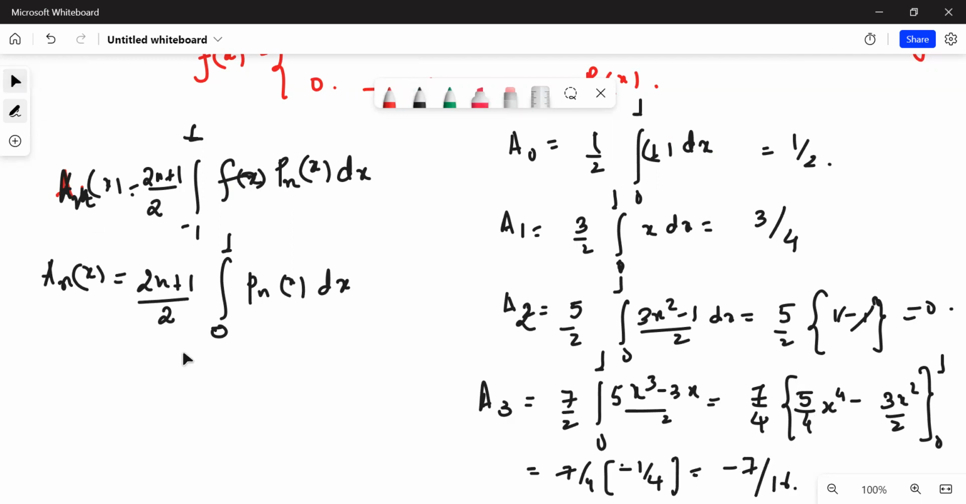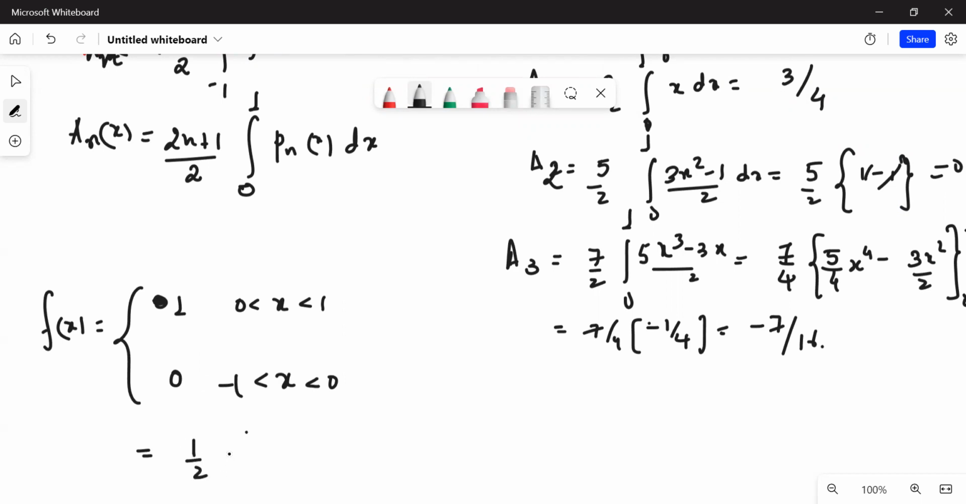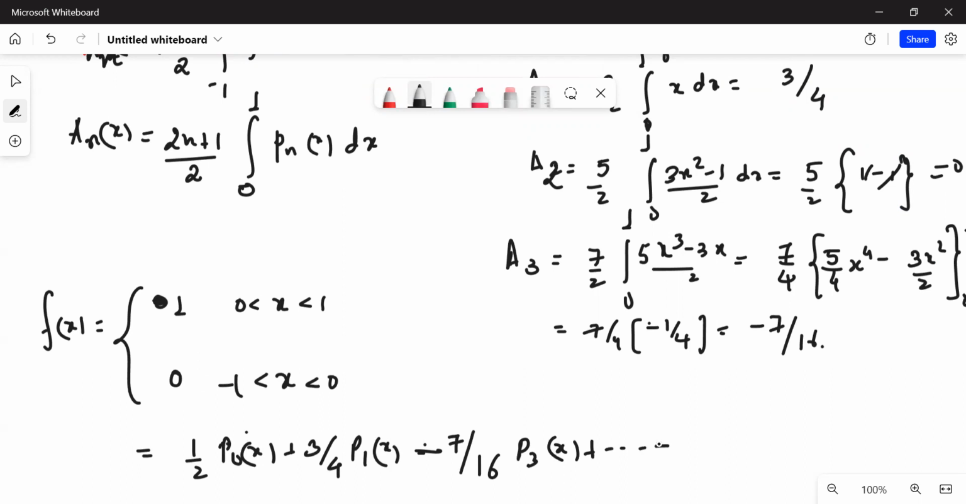Okay. So overall, I know that my function f(x), which is piecewise defined, is 1 if x lies between 0 and 1, and equal to 0 if x lies between -1 and 0. This can be written as 1 upon 2 P_0(x) plus 3 upon 4 P_1(x). P_2(x) is not there, so minus 7 upon 16 P_3(x), and so on and so forth. Is that clear?